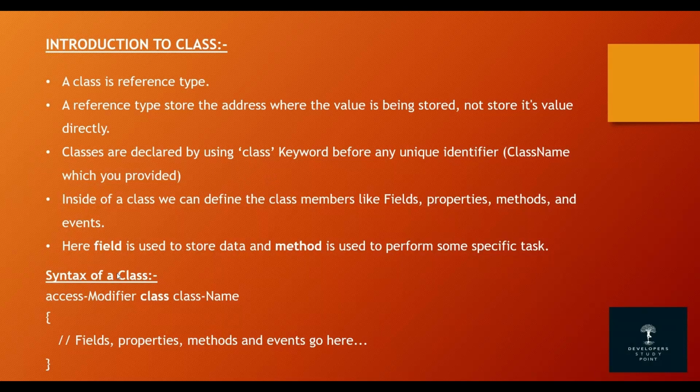Here I will provide the details, like the syntax of the class. Here is the access modifier. About the access modifier, I will let you know in my upcoming videos. After the access modifier, I'm using class as a keyword, and the class name is a unique identifier. Then we use curly braces, because the scope of the class is inside these curly braces, and in it I provide fields, properties, methods, and events. Okay. Now moving on to the next slide.